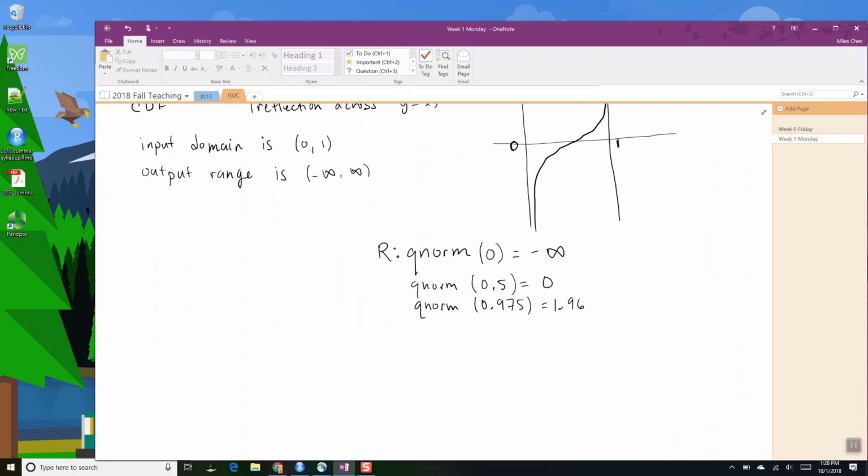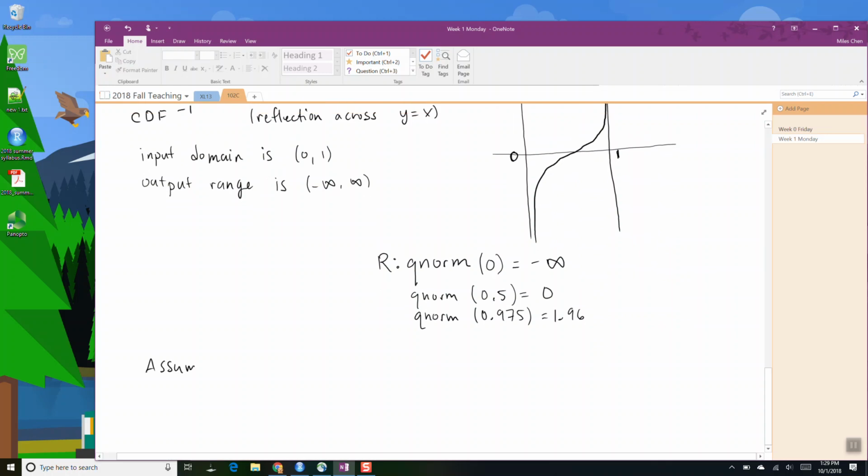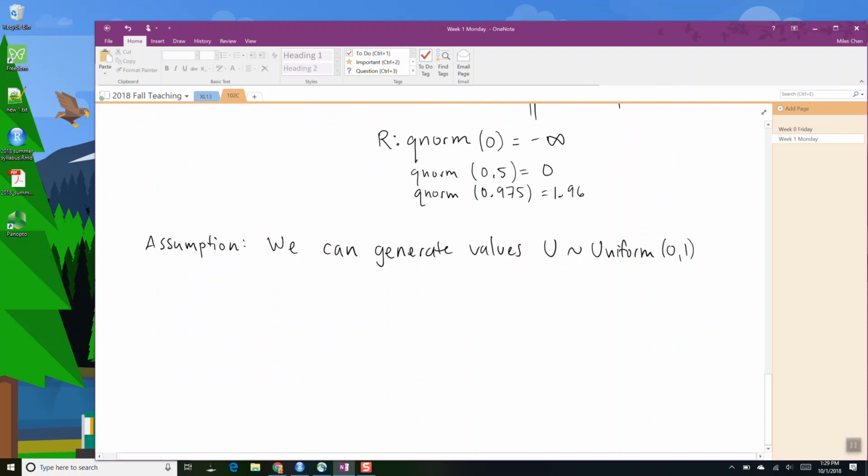So what we can do is we're going to make an assumption that we are able to generate values on the range 0 to 1 at random, okay? This used to be a problem, but now we just say, it works now, okay? So the assumption is we can generate values U from the uniform 0 to 1, okay? So this will just mean we can generate random values, drawn from the uniform distribution on the interval 0 to 1.